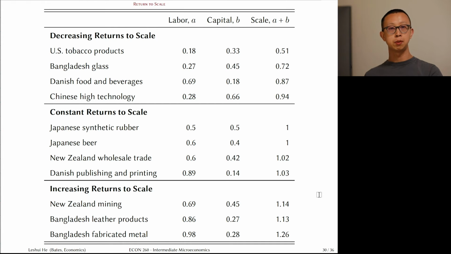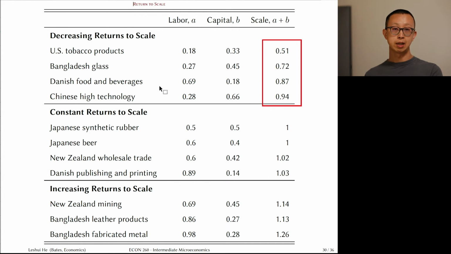Many studies assume a Cobb-Douglas production function and try to estimate the parameters of little a and little b from data at the firm level. With the result we just derived, we can interpret these parameters with intuition. For example, the studies found that in US tobacco products, in Bangladesh glass, in Danish food and beverages, and Chinese high technology, the empirical evidence found that the scale parameters add up to be less than 1, meaning in these industries, they have decreasing return to scale.